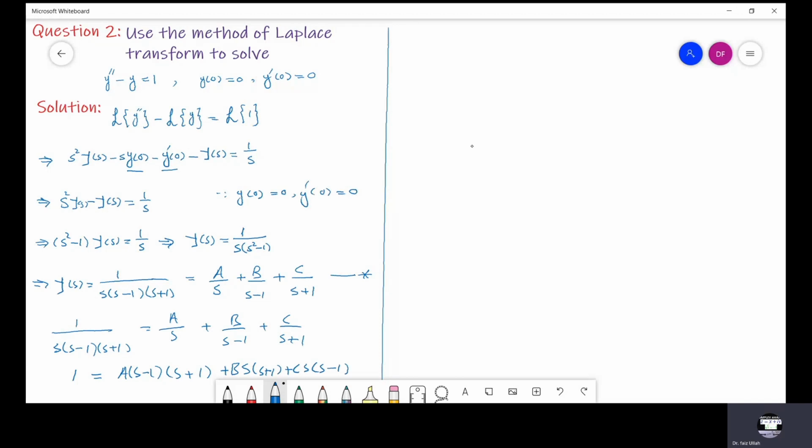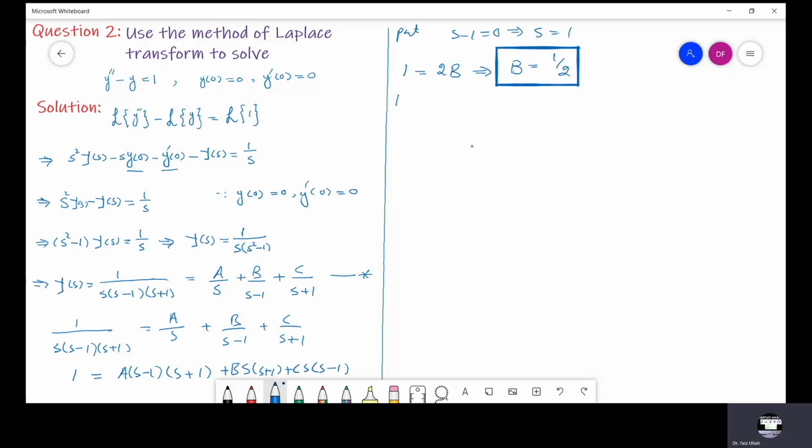And now let us put s minus 1 equal to 0, which gives s is equal to 1. So on the left hand side, we have 1. The first term will be 0 and the last term will be 0. So if we put 1, we get 2b. And from this we can get b is equal to 1 over 2. This is the first value.